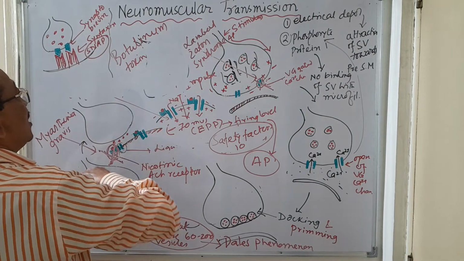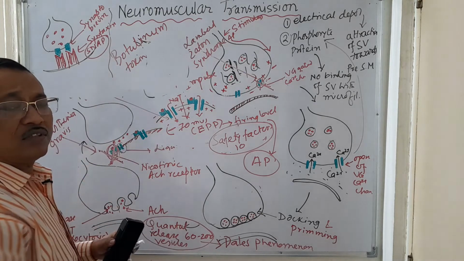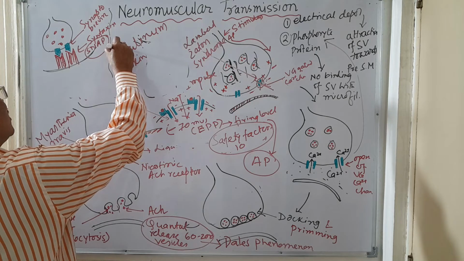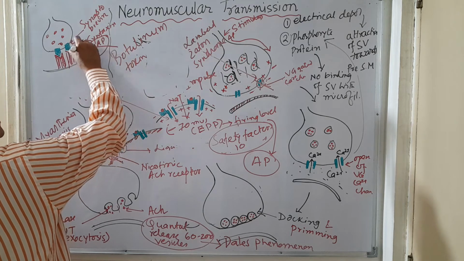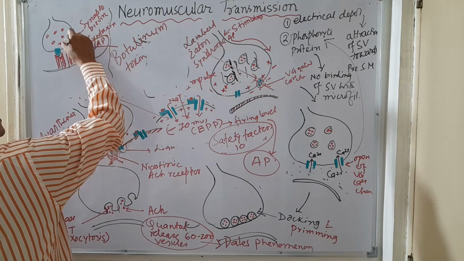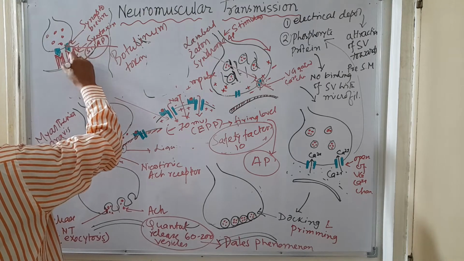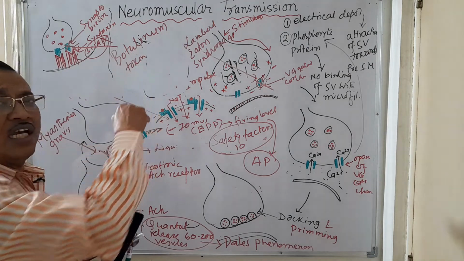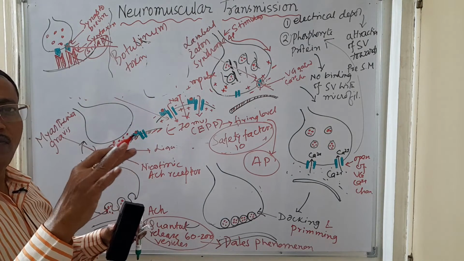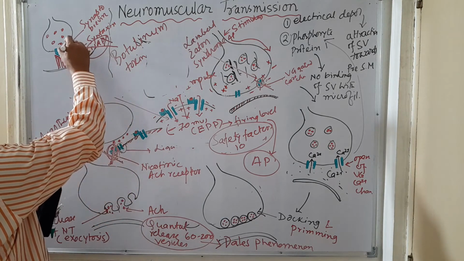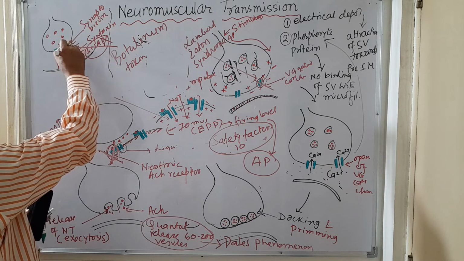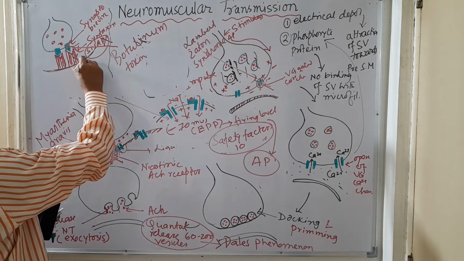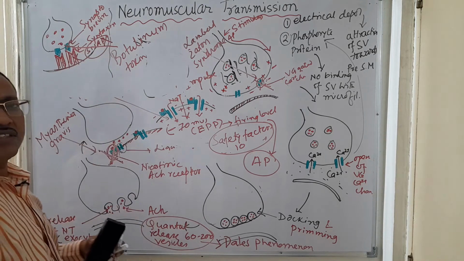So what's happened? This botulinum toxin, they damage the proteins, either the synaptobrevin or syntaxin or SNAP proteins. So these toxins are responsible for damaging the synaptobrevin present on the synaptic vesicular membrane, or syntaxin present on the presynaptic membrane, or SNAP proteins.